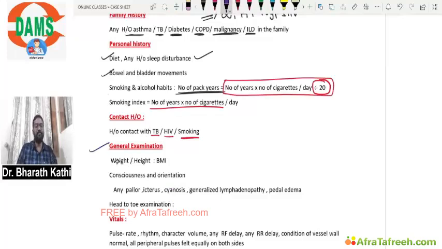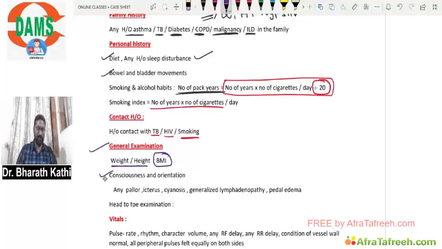General examination: weight and height you have to take, and accordingly calculate BMI. Only by BMI you have to say whether the patient is adequately nourished or malnourished, and what is his consciousness level and orientation. Any pallor, icterus, cyanosis, generalized lymphadenopathy.